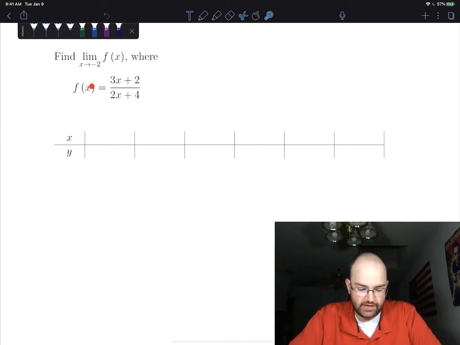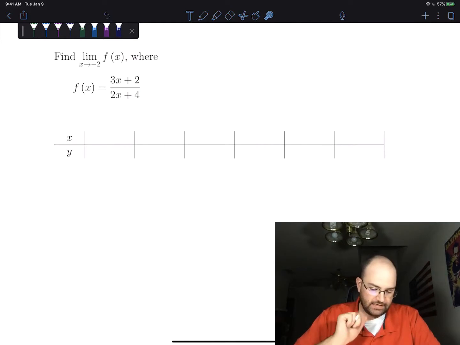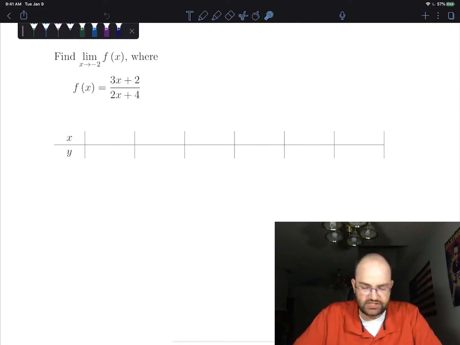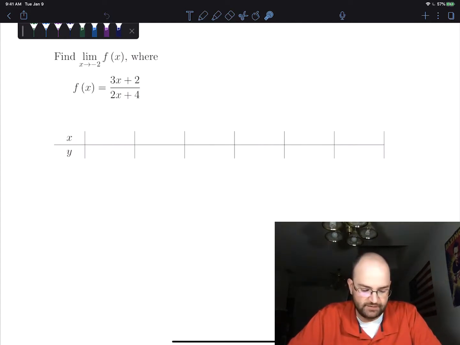In this video, let's find the limit as x approaches -2 of the function f of x, where f of x is equal to 3x plus 2 all over 2x plus 4. This is just a standard rational function.